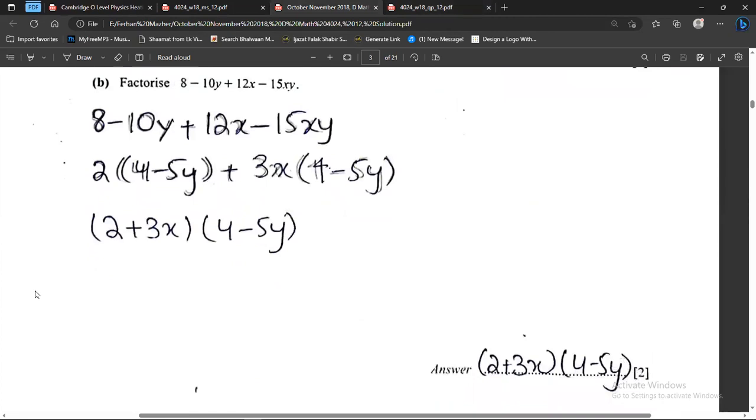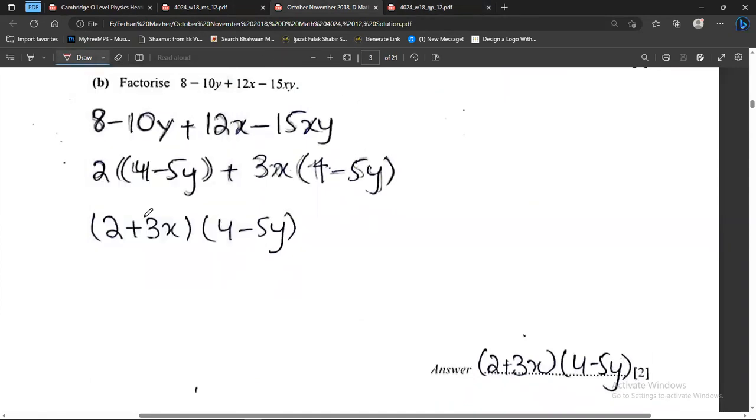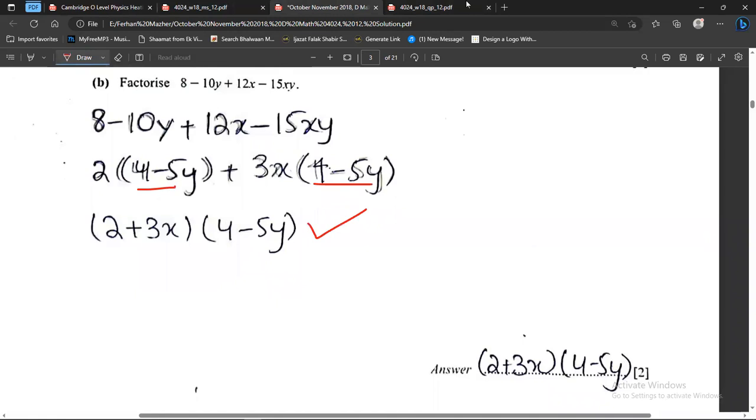So what I will do, from the first 2 terms, I will take 2 common. So in the bracket, I will have 4 minus 5y. And from the last 2 terms, I will take plus 3x common. So in the bracket, I will have 4 minus 5y. This bracket is now common. I will take this bracket common. So from here, you will have 2, from here plus 3x in the other bracket. So this is my answer. So let's check: 2 plus 3x into 4 minus 5y. So this is the solution of question number 5.